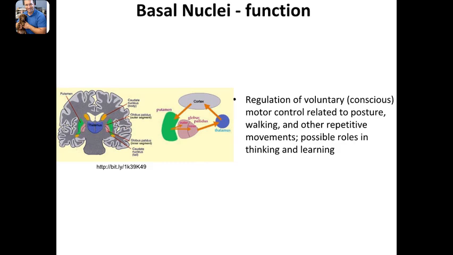So the basal nuclei in the center, here's a coronal view of what they look like when they're sliced a different way. They're going to regulate motor control, related to posture, different actions we perform all the time, repetitive movements, and they have some role in thinking and learning.